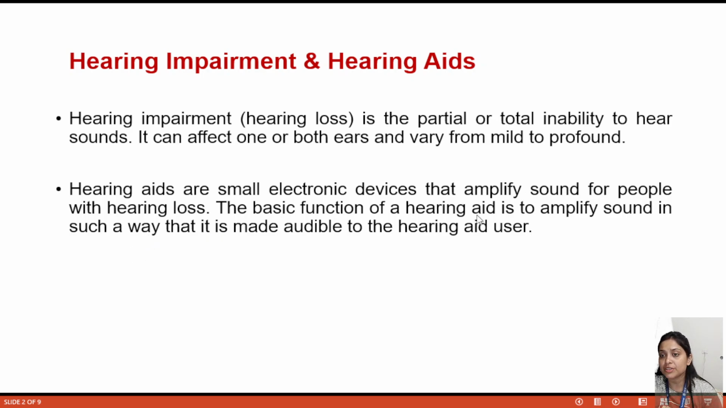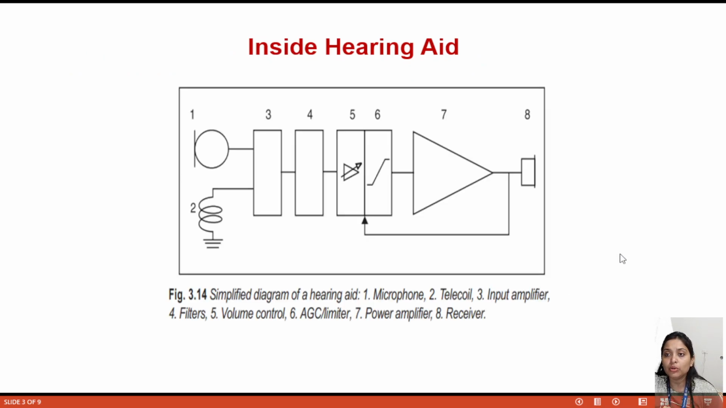The basic function of the hearing aid is to amplify sound in such a way that it is made audible to the hearing aid user. Okay. I hope all of you can understand this basic thing. Okay. Now we will go to the block diagram of the inside hearing aid part.